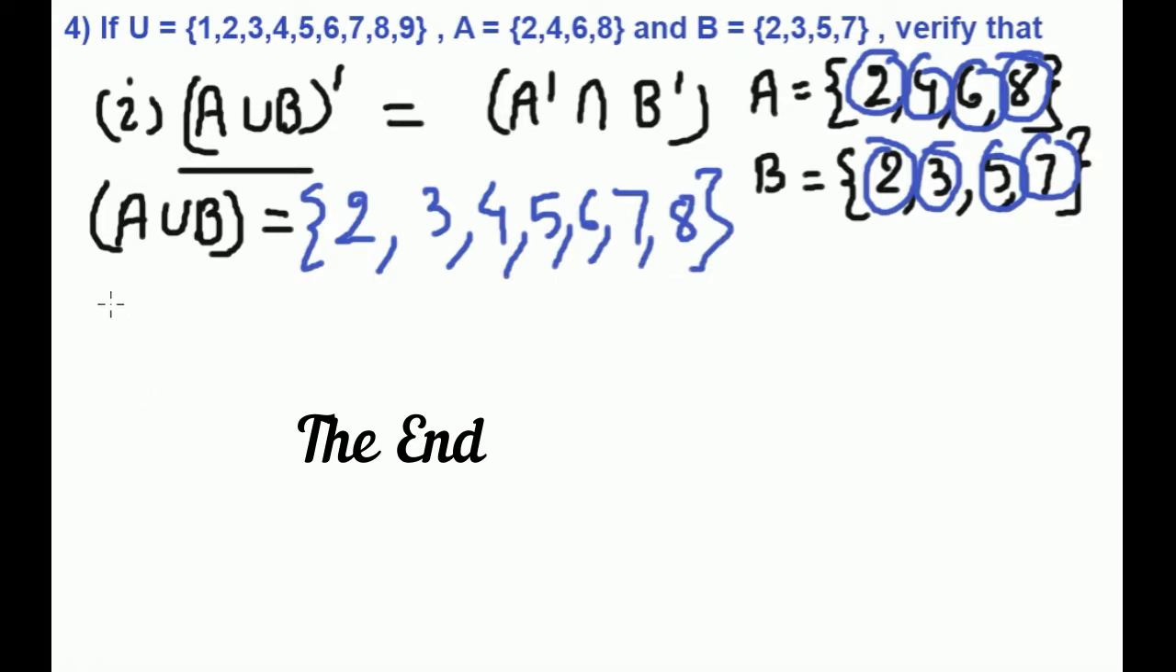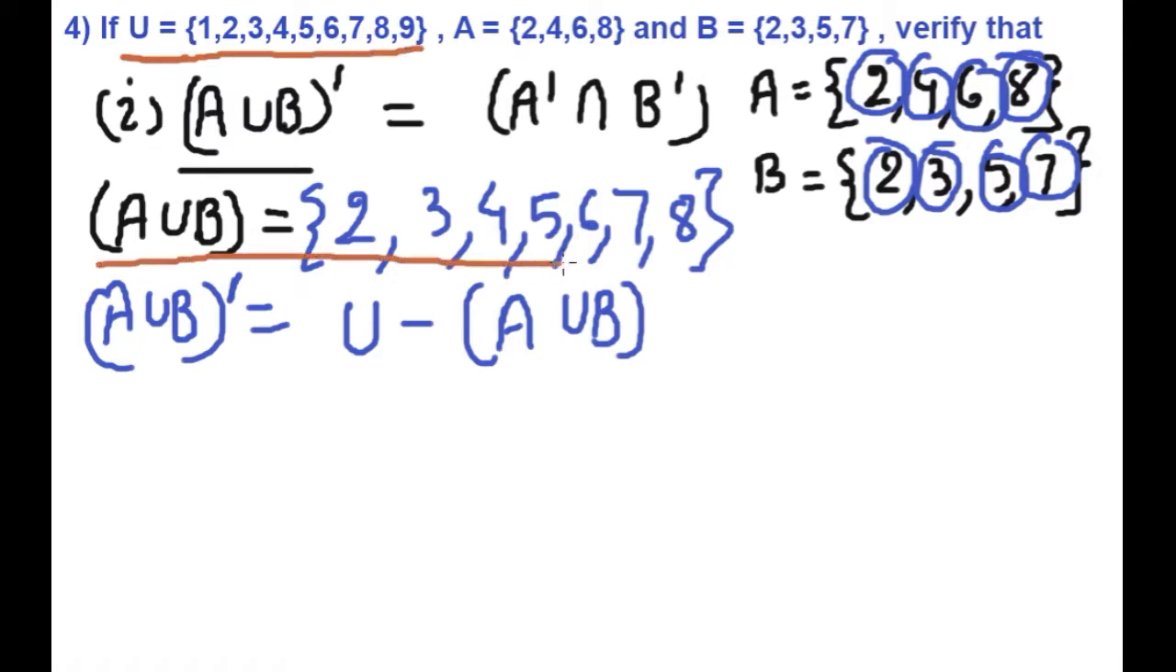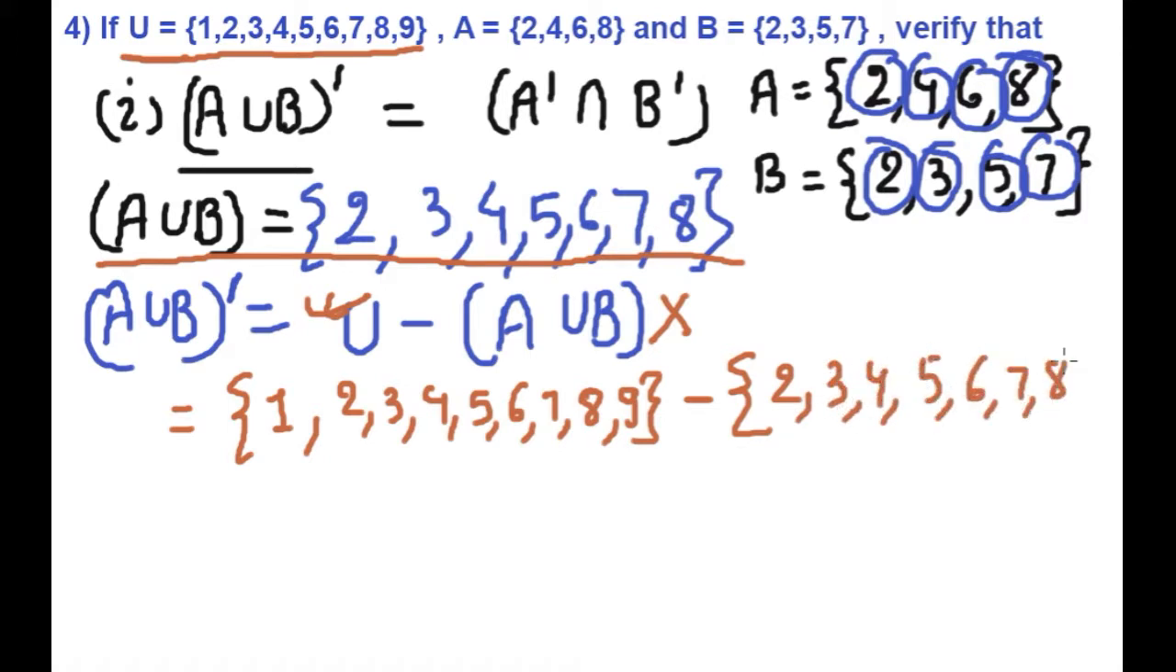That's it. Now (A union B) complement. Complement means universal set minus A union B. Universal set is here and A union B is here. So we will do universal set minus A union B. It means we have to write the elements which are only present in the universal set, not present in A union B. So first I will write the elements: {1, 2, 3, 4, 5, 6, 7, 8, 9} minus {2, 3, 4, 5, 6, 7, 8}.